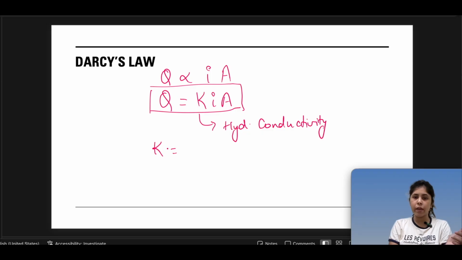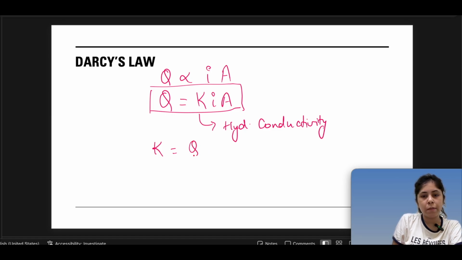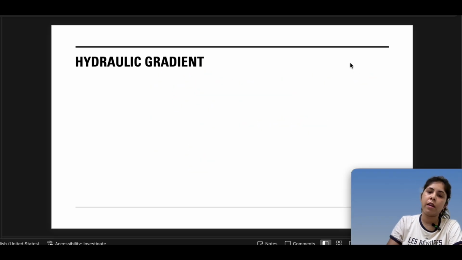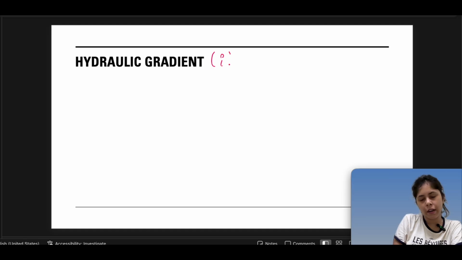If we know the flow rate, in most of the questions the flow rate will be given and they will ask us to calculate hydraulic conductivity. So we'll calculate it by Q upon IA, and I is what? I is the hydraulic gradient. Now what is hydraulic gradient? Hydraulic gradient is I. It is the difference of head per unit length.